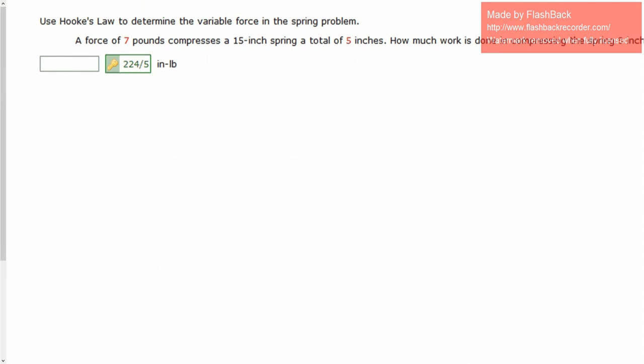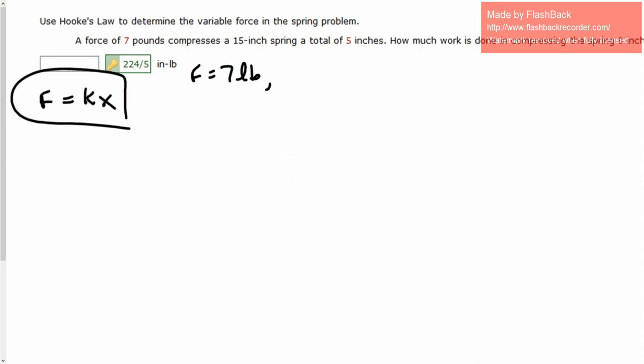Use Hooke's law to determine the variable force in the spring problem. So Hooke's law says that the force can be calculated by the distance, if you're talking about a spring, the stretch or the compression of it, some distance of x or some distance of s, whatever suits your fancy, times some constant of proportionality. I'm just going to use that. So here they give us a force of 7 pounds, and this distance of this compression is 5 inches. So we have, based on Hooke's law, 7 is equal to 5 times k.